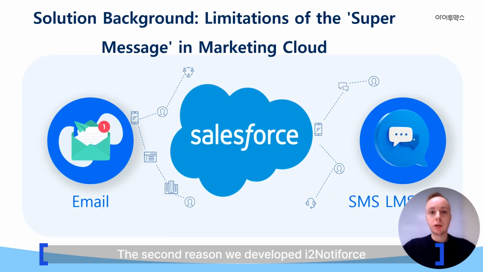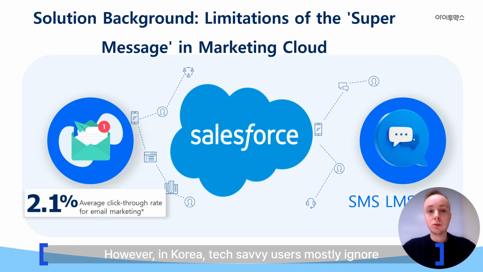The second reason why we developed i2 Notiforce is the Korean domestic market limitations of Marketing Cloud's Super Message. Currently, Salesforce Marketing Cloud supports the sending of email and mobile messages through the Super Message feature. Overseas, email is a popular marketing channel because it's easy to communicate with people and because you can see if they open your marketing messages. However, in Korea, tech-savvy users mostly ignore marketing emails with an average click-through rate of just 2.1%. As a response, domestic companies that have adopted Marketing Cloud are using text messages as their main marketing channel.